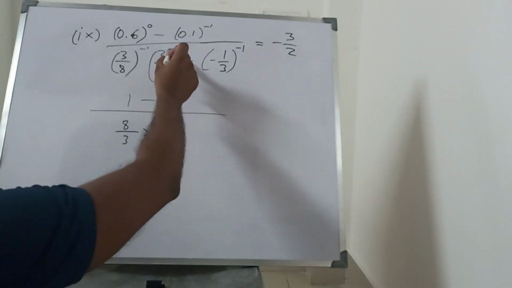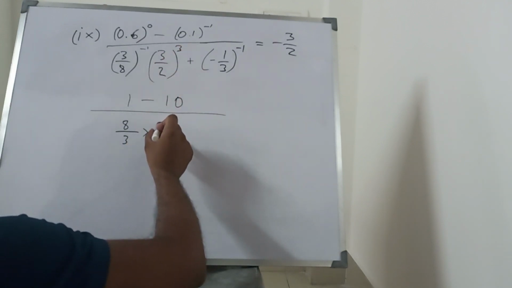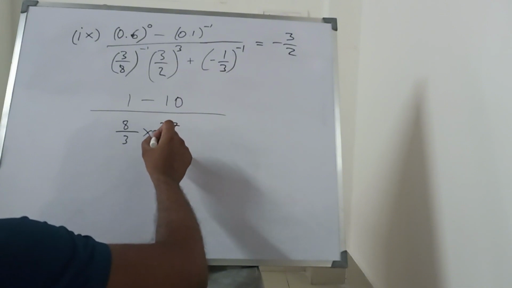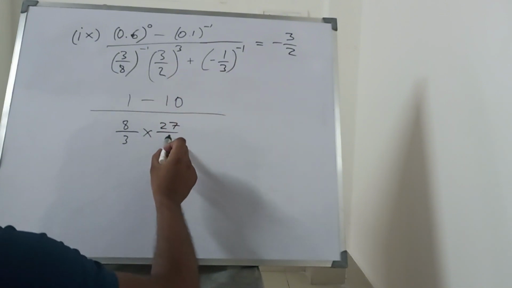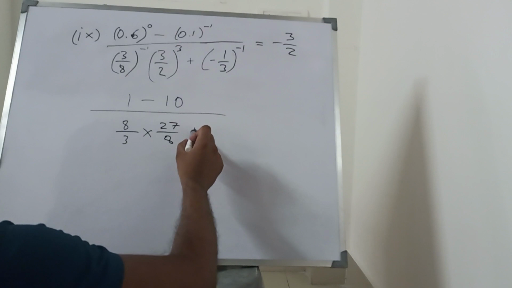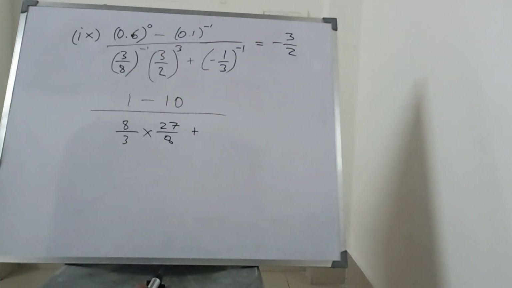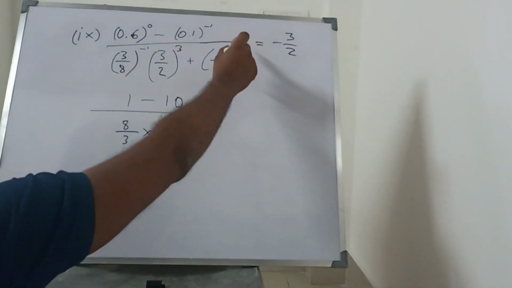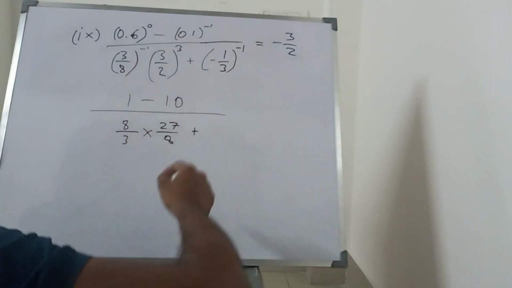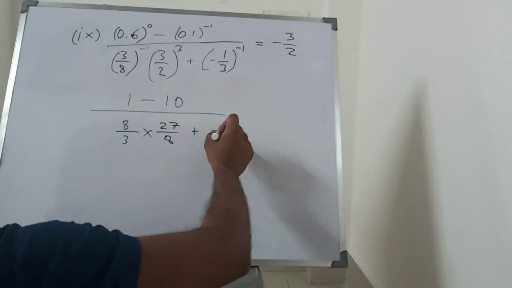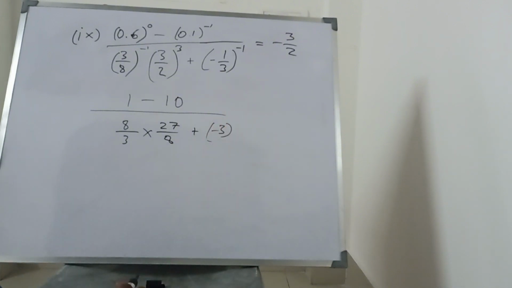And 3 cube is nothing but 27 and 2 cube is nothing but 8, plus over here minus 3 minus 1 by 3 raised to the power minus 1. So if I want this minus 1 to become positive, I have to write minus 3. That is the step.